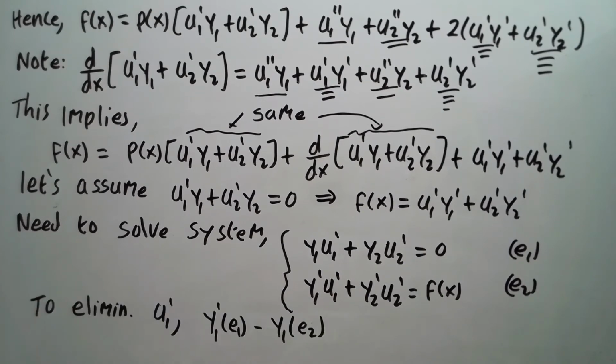Okay, so to eliminate u1 prime, we're going to go y1 prime times equation 1. So I'd make a y1 prime here, then minus y1 times equation 2. That would be a y1 prime minus here, and they cancel. So I'm out of space here, so let me erase a few things and we'll keep going.